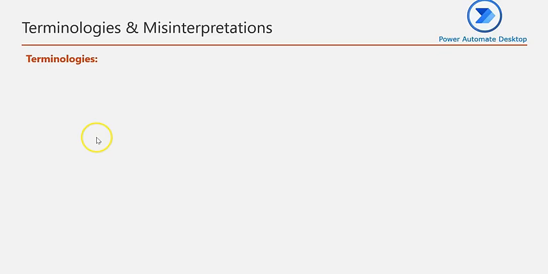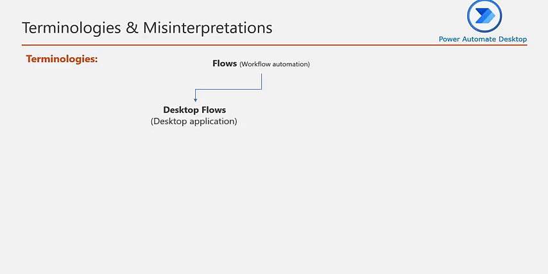Sure. So, speaking of different terminologies that we'll be using, flows. Anything that you build using Power Automate is called a flow, which comes from the terminology workflow automation, subdivided into desktop flows, which are built by a desktop application, that is PAD, Power Automate Desktop, and cloud flows, built in a cloud portal. These are totally two different tools, and maybe I'll clear them up in the misinterpretations.